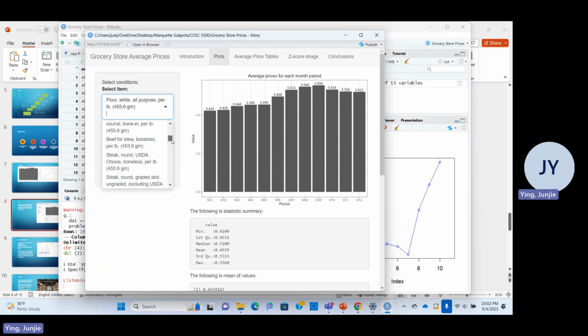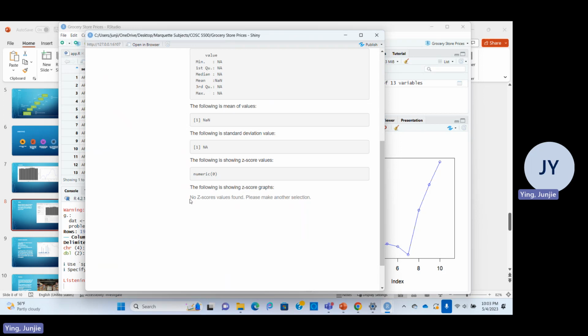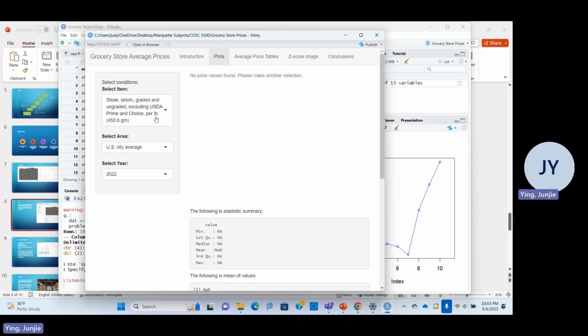Let's choose another item here. We are going to choose steak, sirloin, graded, ungraded, excluding USDA Prime and Choice. Since there is no data, we put an error message saying no price values found. Please make another selection. And the z-score says no z-score values found. Please make another selection.